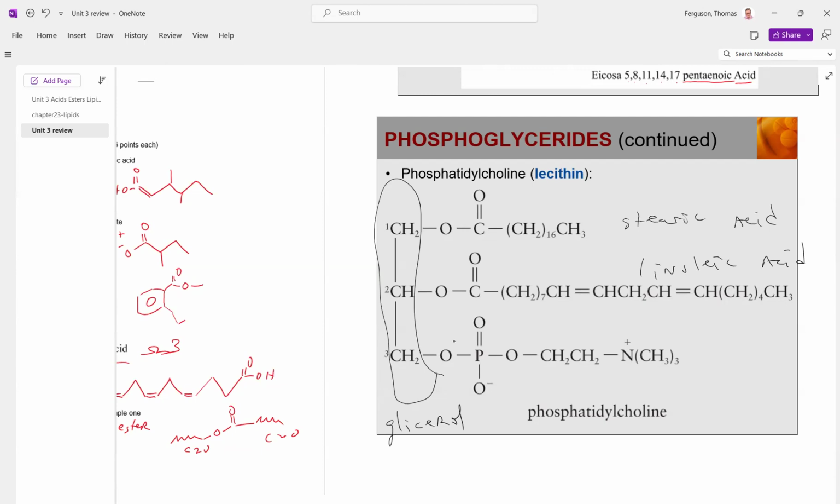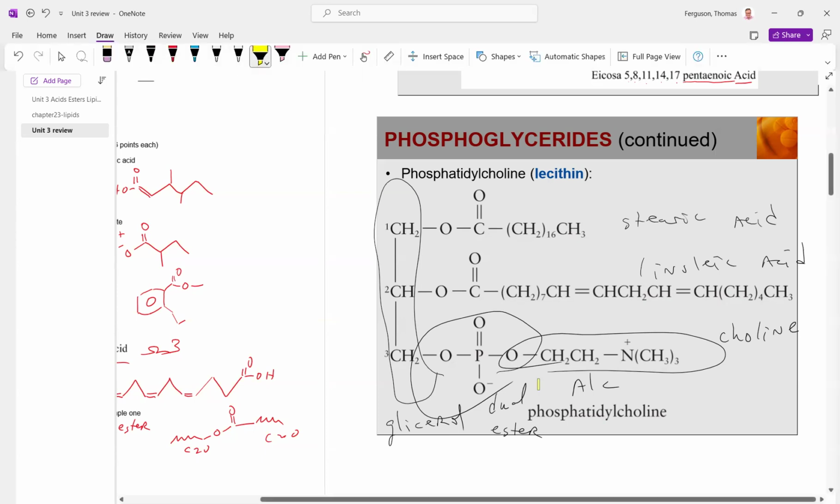And then down here is why this is called a phospholipid, because we have phosphorus here forming a dual ester. And this is the alcohol here, and this is choline here. So what you need to add to choline is this part here.